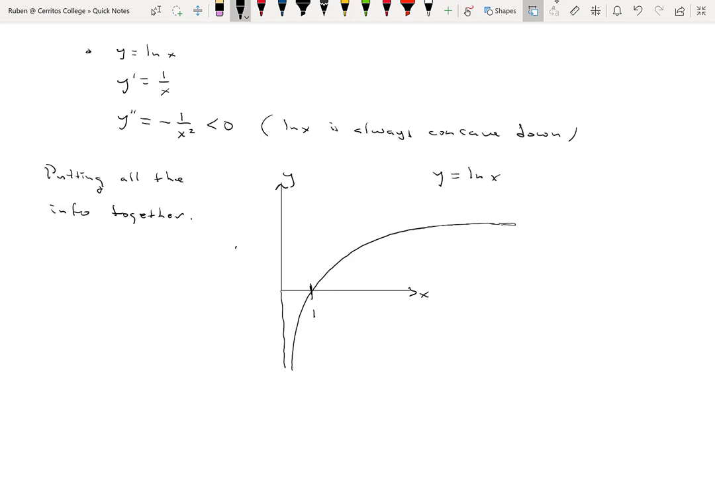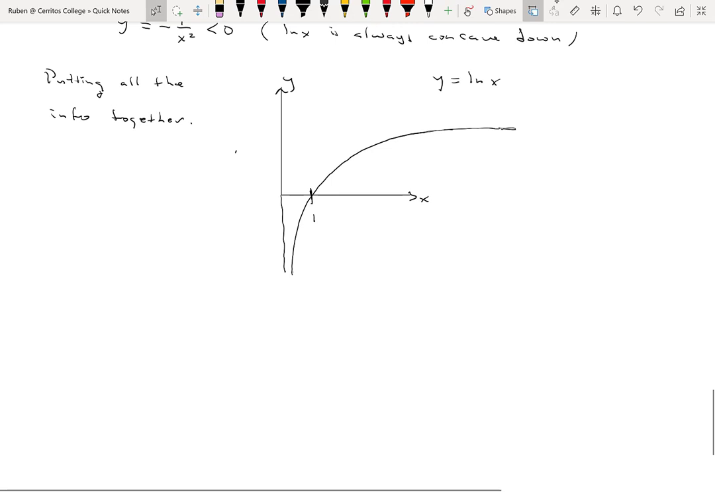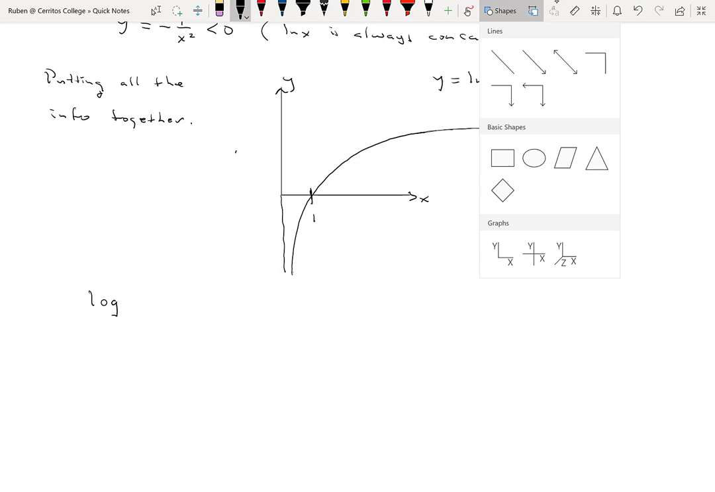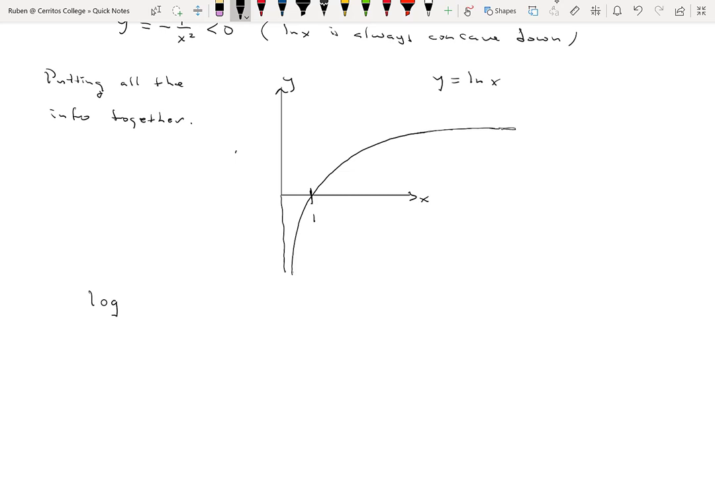The only thing I haven't done here is to identify the base of this logarithm. We've eliminated the base by writing ln x for this logarithm. We've done that before. For what other logarithm do we not write a base? See if you can remember that. Every logarithm has a base. It's the logarithm base 10, the common logarithm.